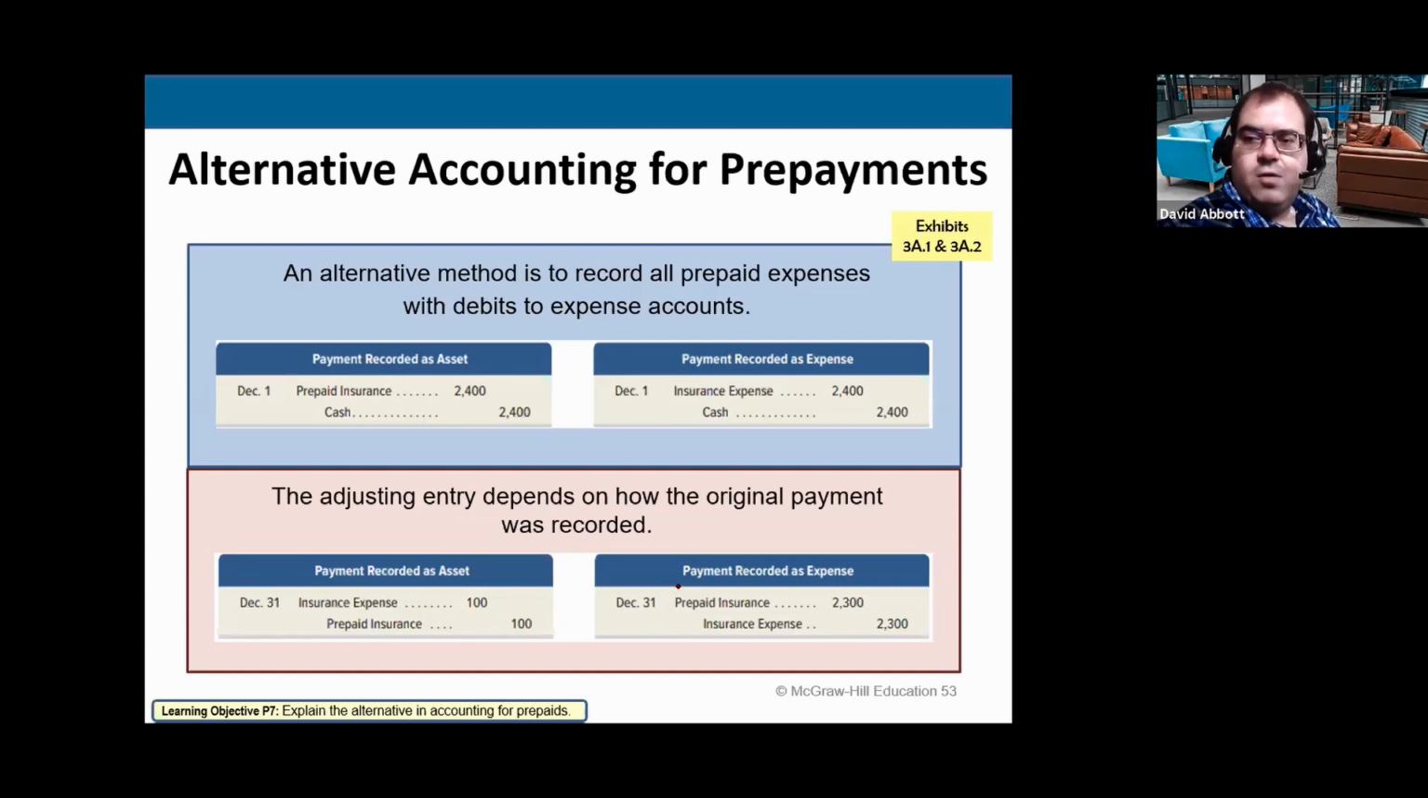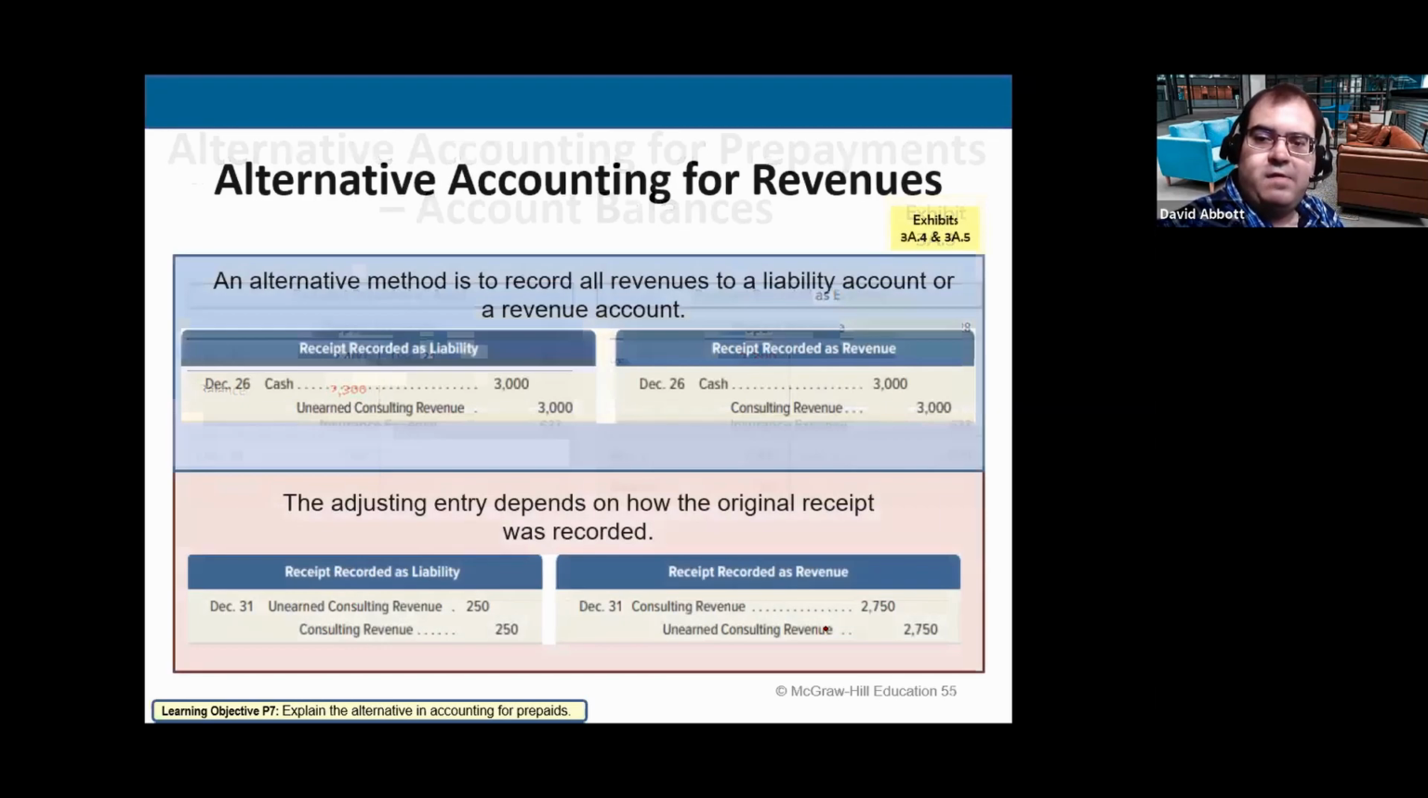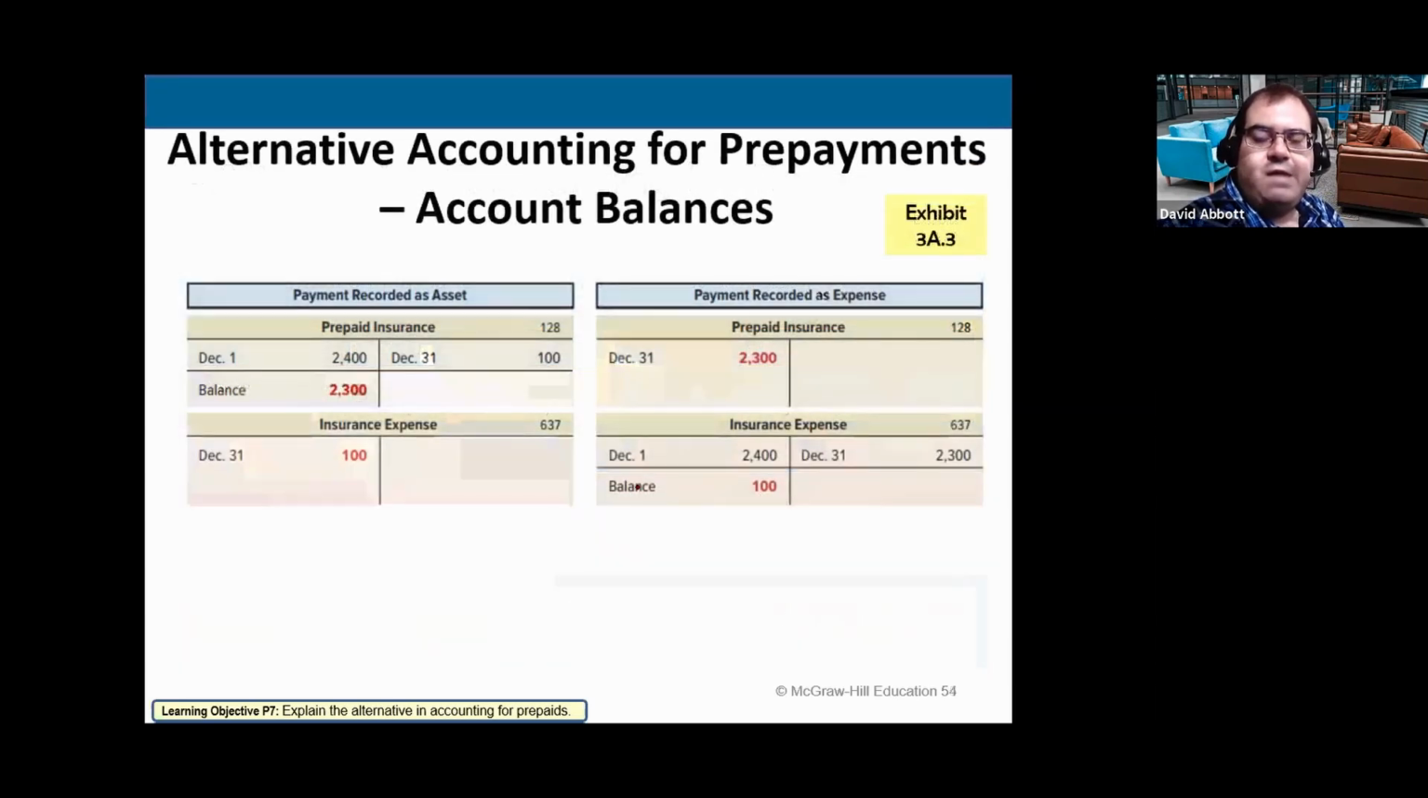asset. Now, if you did it previously, when you purchased it, as insurance expense $2,400 and cash $2,400, then when you go to record the expense, you would have to debit the prepaid insurance $2,300 and then credit the insurance expense $2,300. And then we see on the next one that it's going to work out the same.